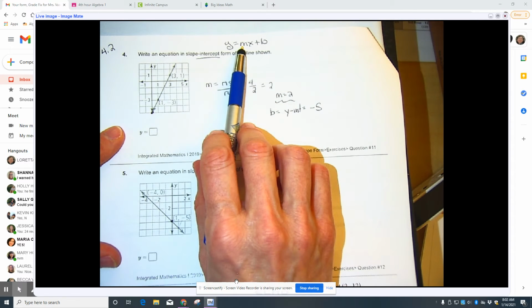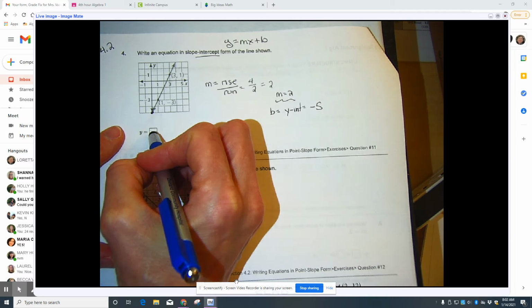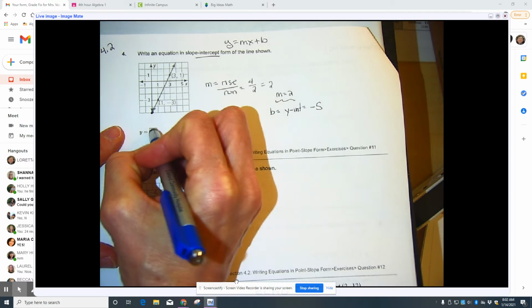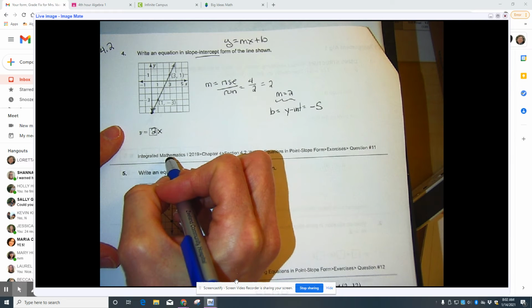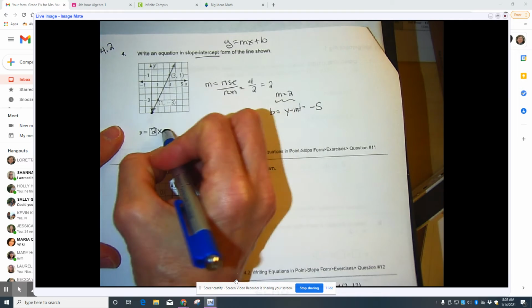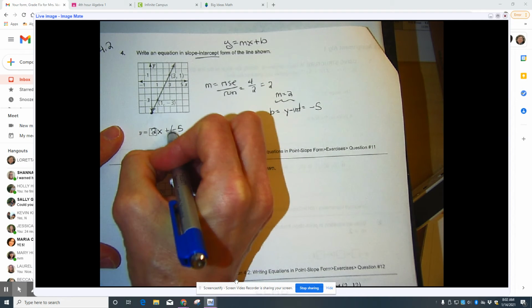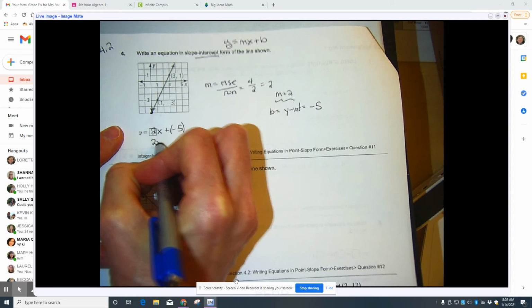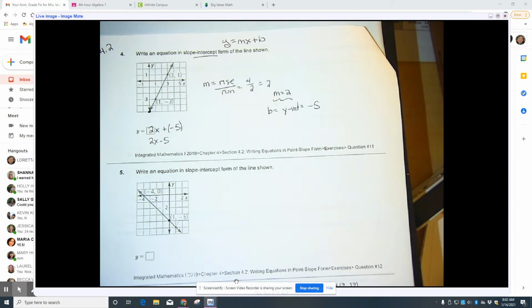So y equals mx plus b. My equation is going to be y equals m, which is 2, times x. Remember, slope is always multiplied by x. Plus b. B is negative 5. So plus negative 5. That's the same as 2x minus 5. That's probably how Big Ideas would want that written.